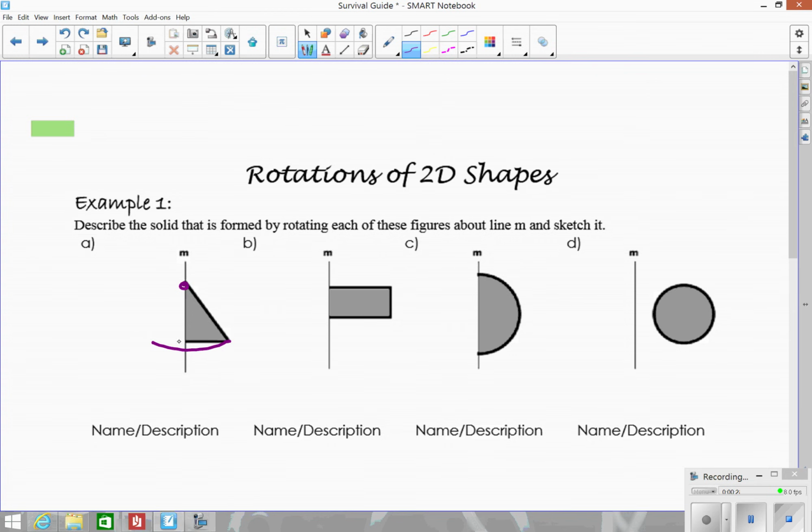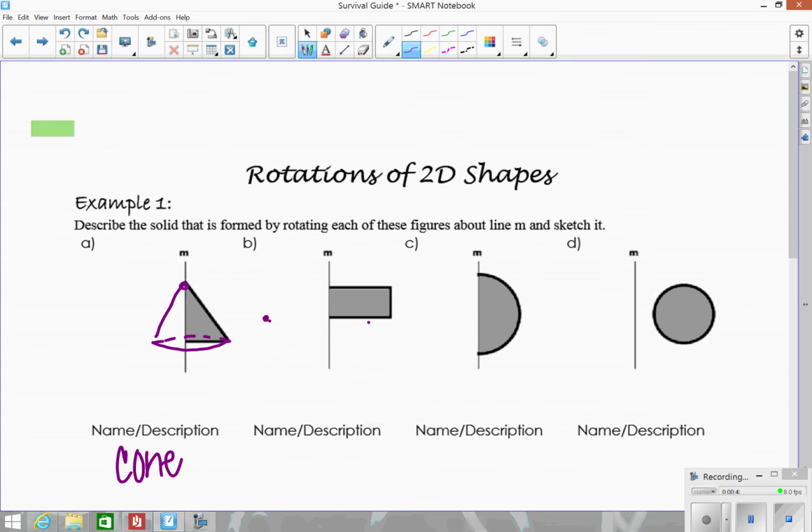So this will be the radius, and you'll get a cone. So for this one, our description will be a cone. Whenever you start with a rectangle, you're going to end up with a cylinder when you're rotating around the line. So this right here will be the radius.